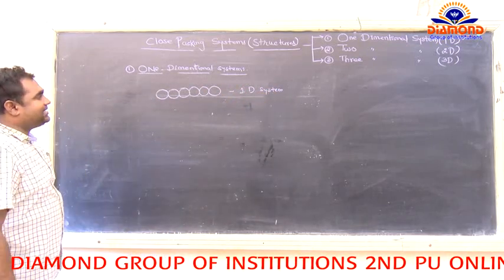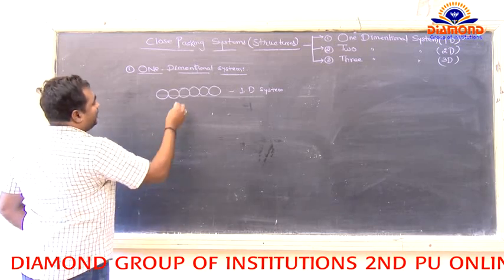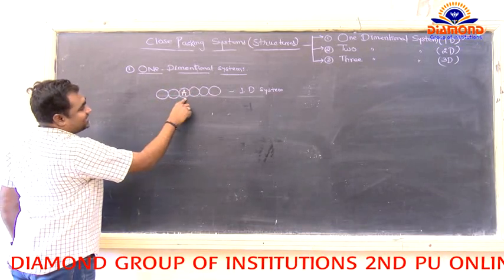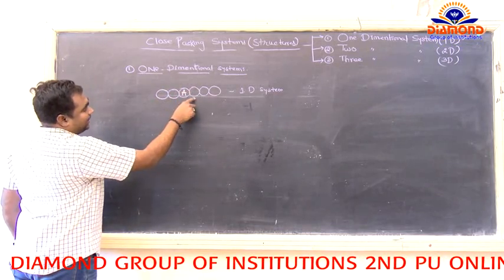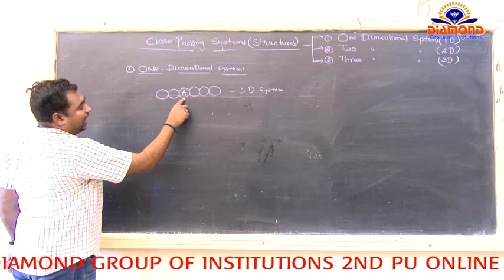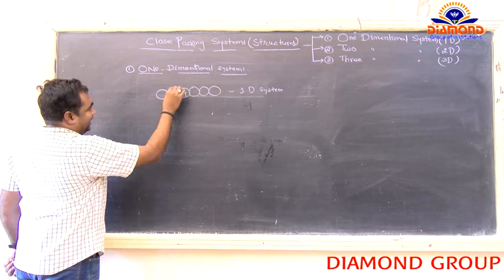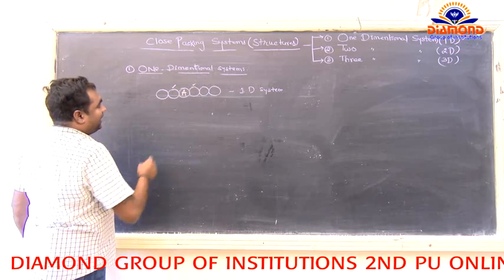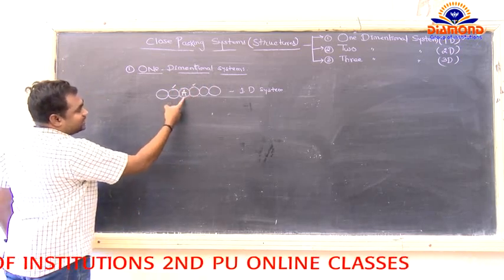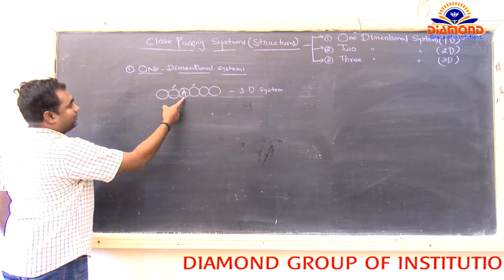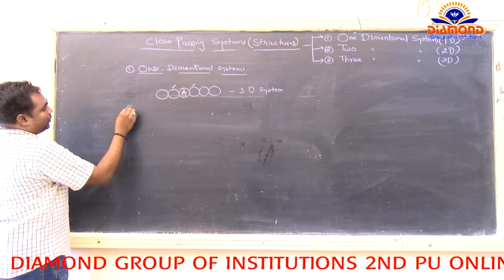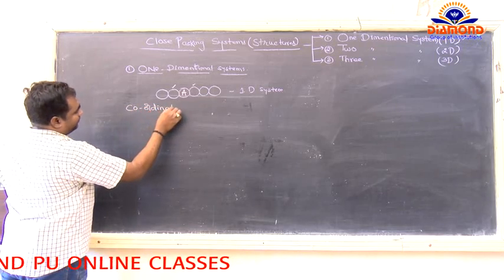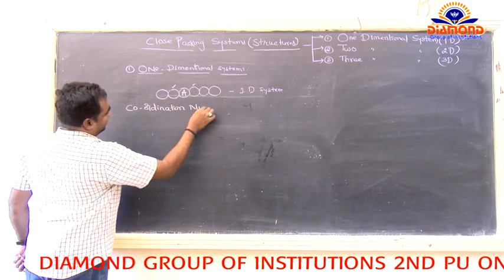In the 1D system, suppose we have taken one atom, A. Now, how many atoms does A touch? It touches this one, and again this one. So two atoms touch this atom A. This is called the coordination number.